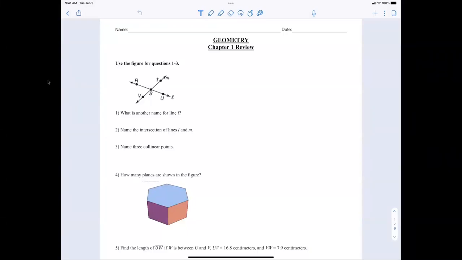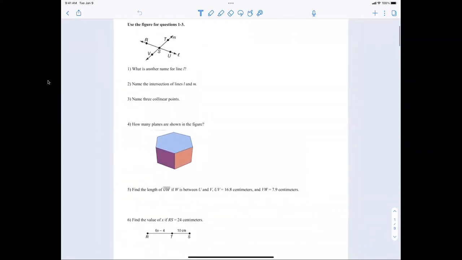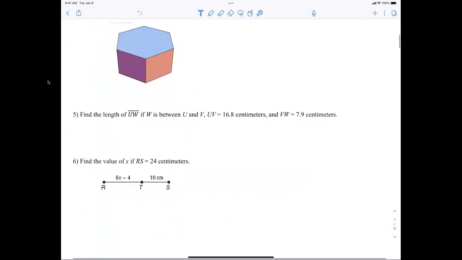All right. So anybody on the first page want me to review anything on here? Definitions, planes, worked out. I thought the first page was kind of easy. But yes. Number 5. Find the length of UW.